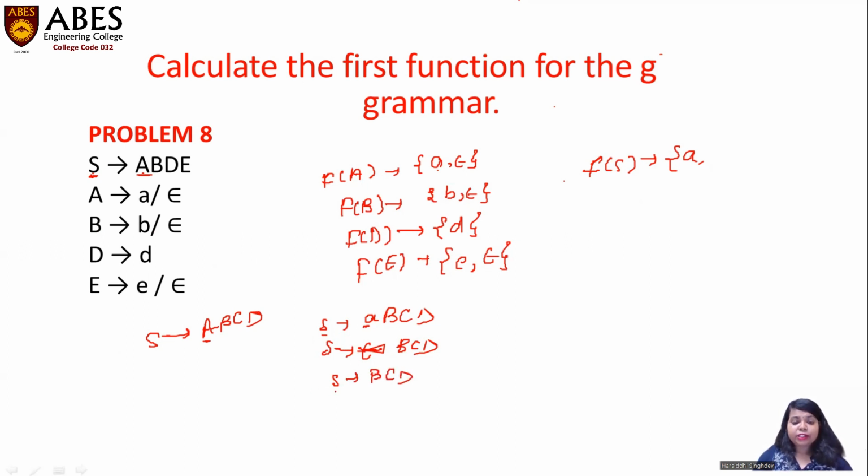Now, what is first of S? First of S will be first of B. So, when we replace first of B, what are we getting? Small b and again epsilon. When I put epsilon here, what is the case? Let's say equation number 2. Now, what am I getting? When I replace here epsilon, I am left with small c and capital D and E. Sorry, I forgot to place E.